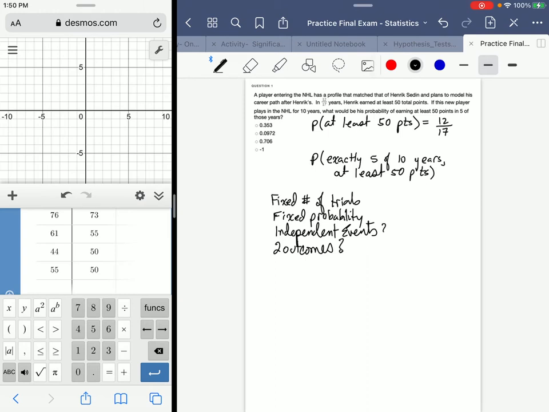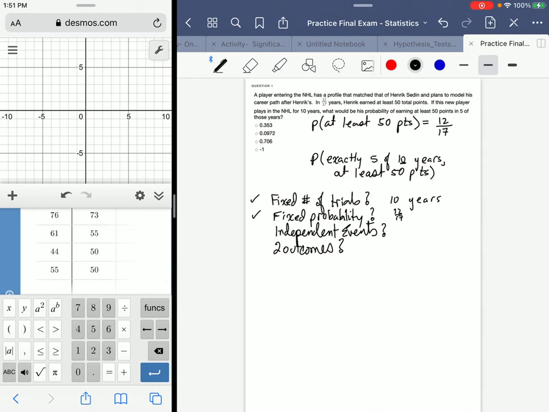So each of these represents a question. Is there a fixed number of trials? It's 10 years, so it seems like a yes. Fixed probability. Well, we're assuming that the chances of getting at least 50 points is 12 out of 17. So that seems good to go. So we got a check.